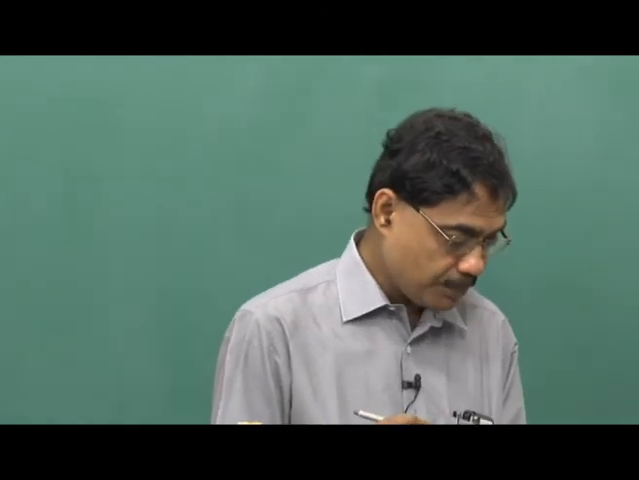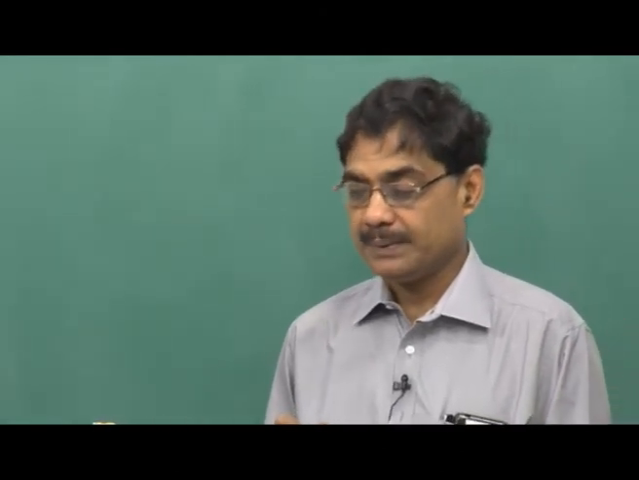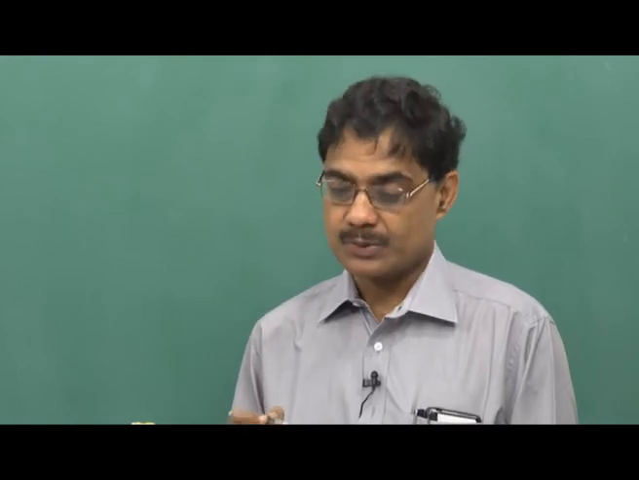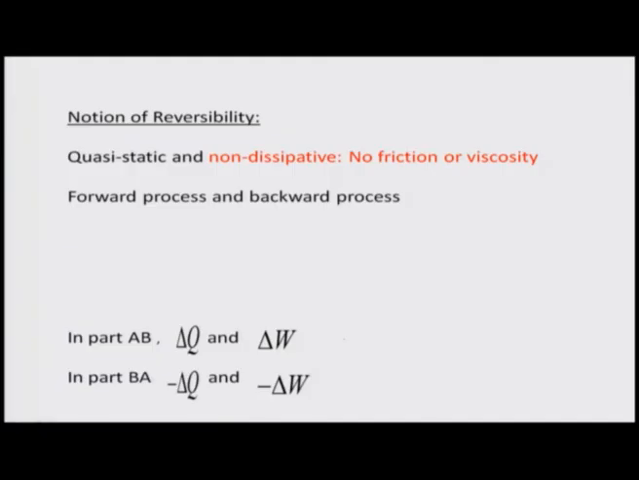Before that, I have to bring in the notion of reversibility. What do you mean by a reversible process? We have been talking about quasi-static processes. So, whatever processes we have used so far are quasi-static. Small changes, the system is always in equilibrium, or at least I can assume within the time scale of the experiment the system is in equilibrium. If it is an ideal gas, I can write PV is equal to nRT. Furthermore, I will now assume that it is non-dissipative, with no friction or viscosity. There is no dissipative force.